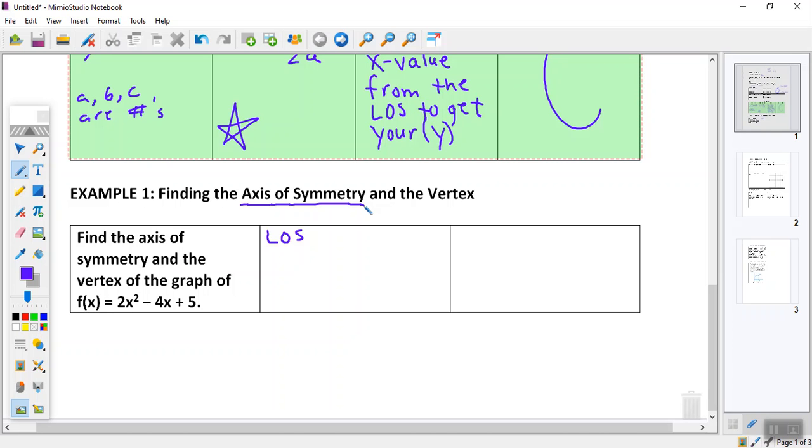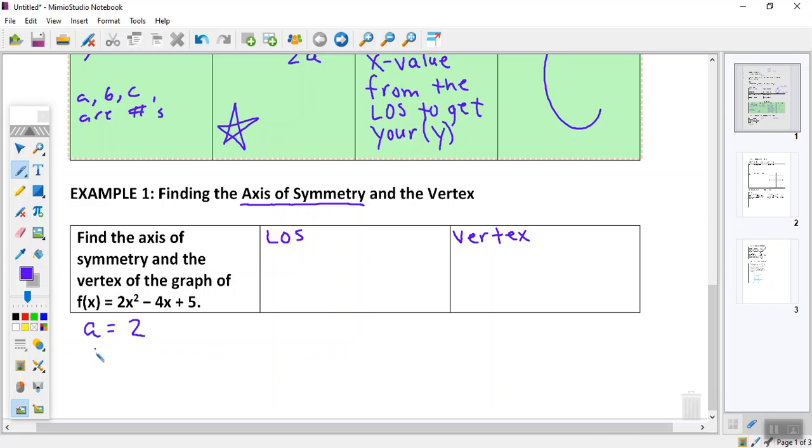Guys, what's our formula for finding the axis of symmetry? What did we put up there in that core concept? Yep, so it's the opposite of b over 2a. So let's do this first, kids. Let's identify our a, b, and c values. In this function right here, 2x squared minus 4x plus 5, what is your a value? 2. What's the b value?